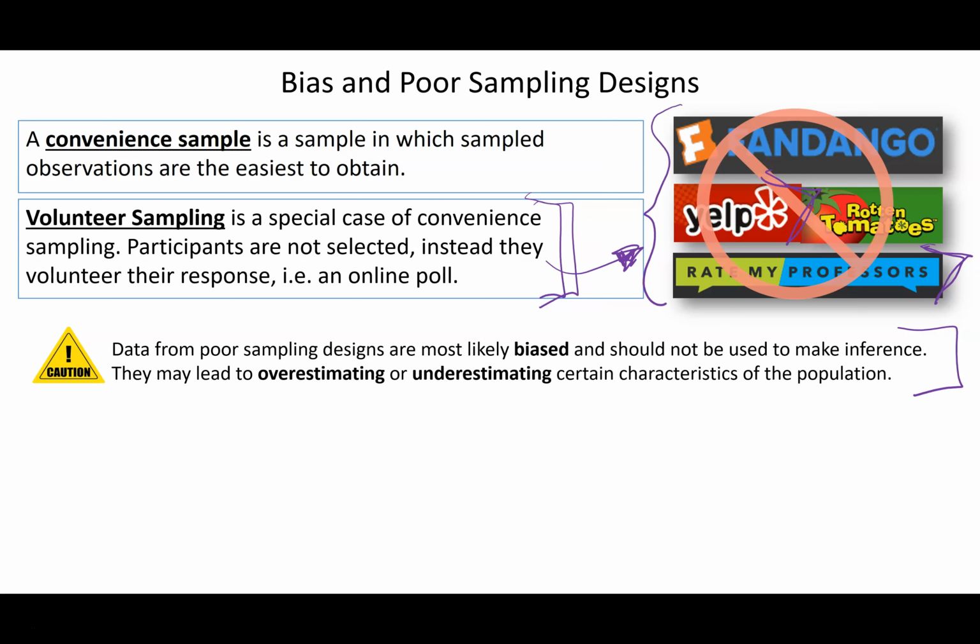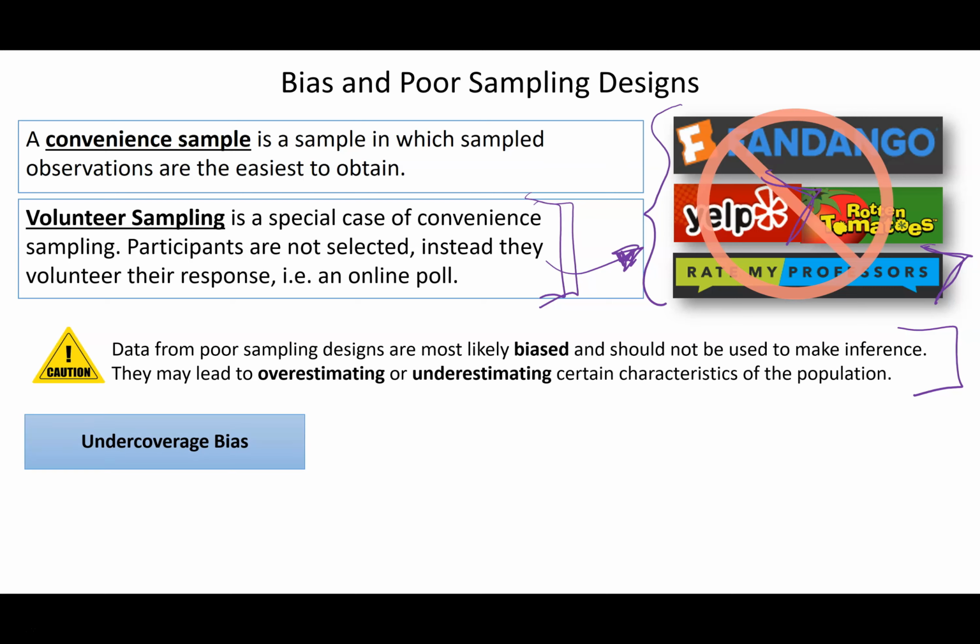Data from these poor sampling designs is very likely to bias our results, which means it's likely to make our results inaccurate. This can lead to overestimating or underestimating a mean or a proportion for the population because we have a sample that doesn't represent the population. And that's what's problematic. We can't make statements about the population when our sample doesn't represent the population.